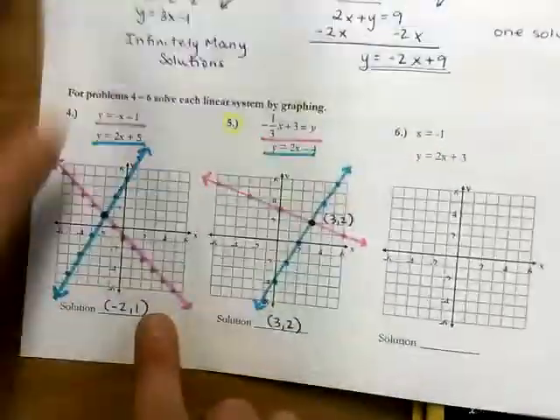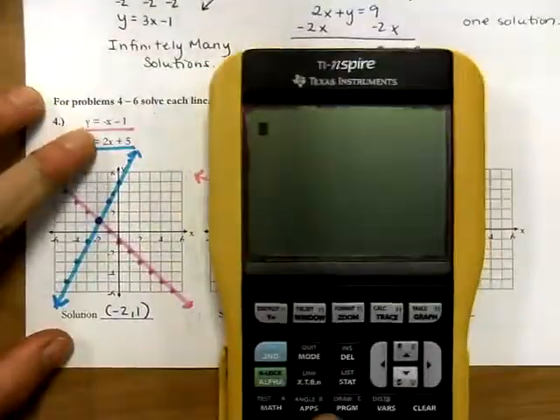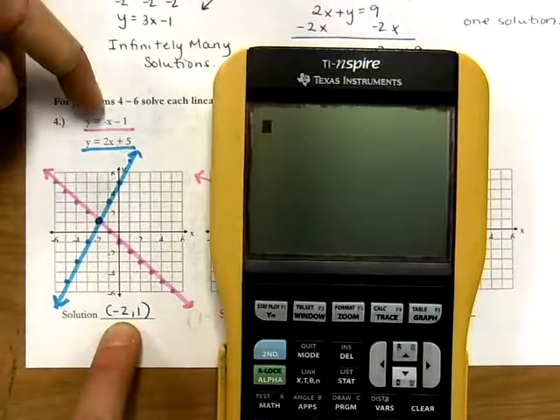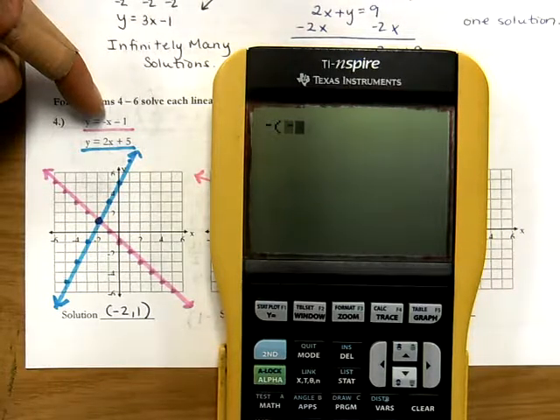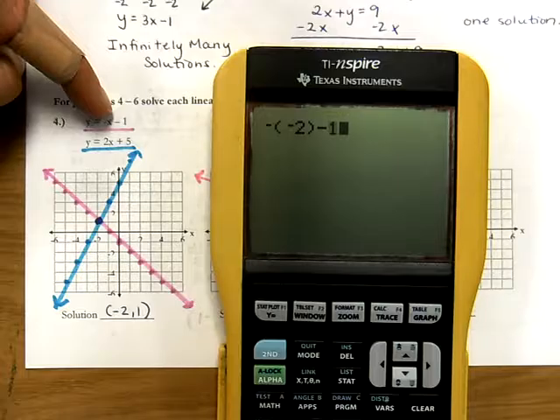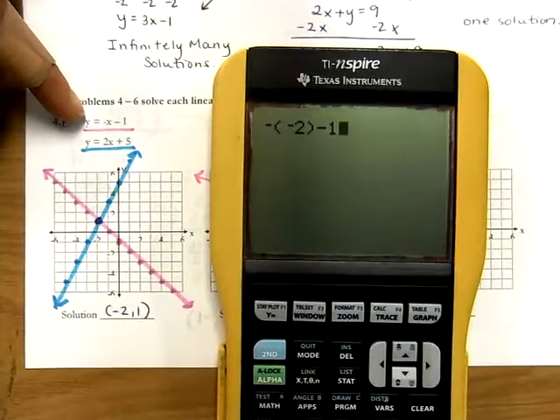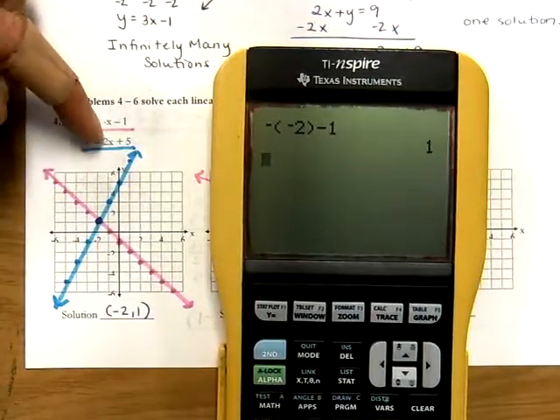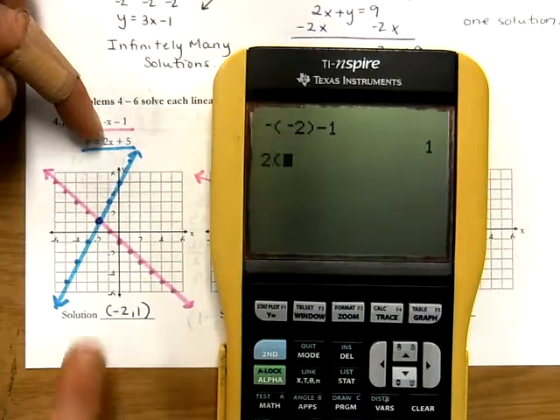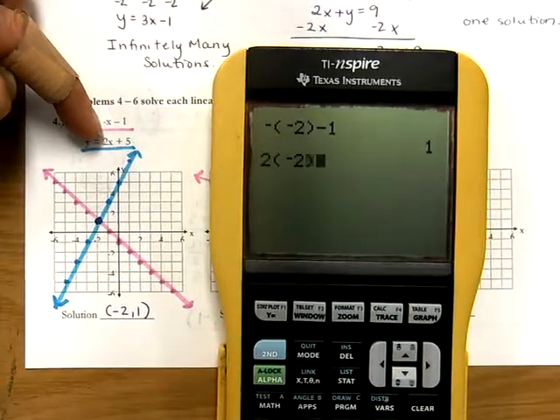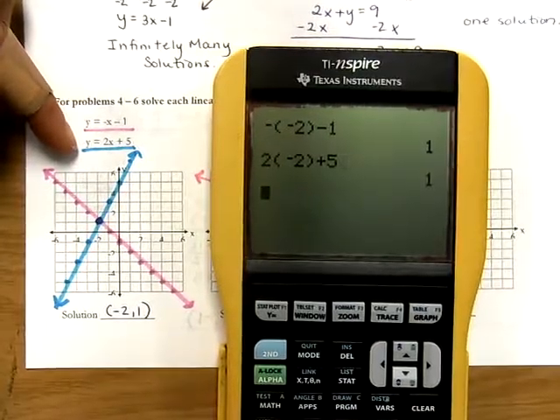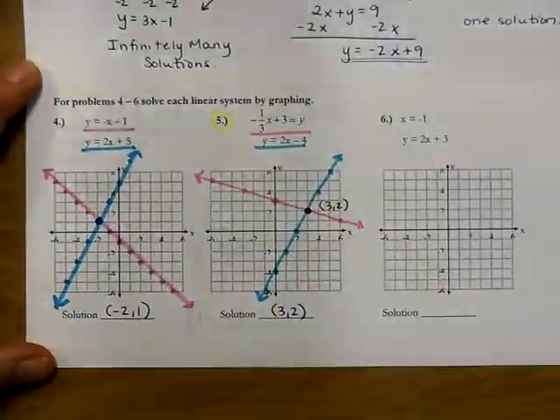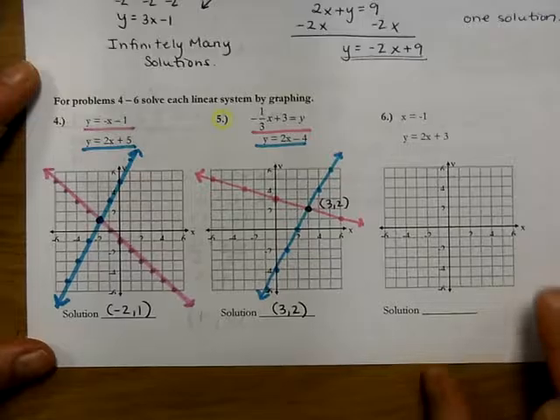In addition, if I think that's the right answer, I can take this equation and substitute in negative 2 for x. So negative 2 minus 1, I want that to equal y, and in this case y is 1, so when I press enter, it equals 1, I'm good to go. Down here, 2 times x is negative 2, plus 5. Now when I press enter, I want that to equal positive 1 because that's equal to y, and it does. So there are a few different ways I can check my answer on the graphing calculator.